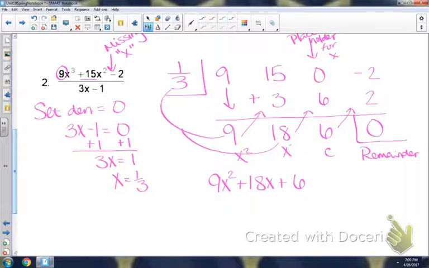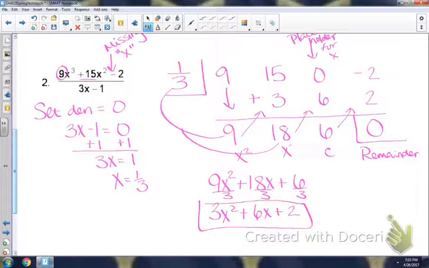And that would give you 3x squared, if we're dividing each one by 3, plus 6x plus 2. So that would be my answer there. And we don't have to put that 3 in front. So you're just reducing all of those. So make sure that you're checking it.